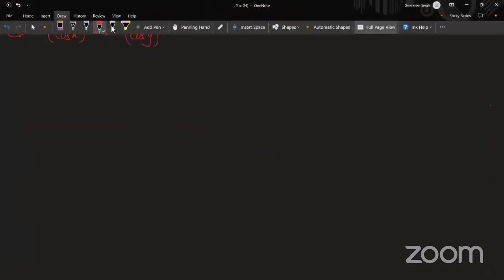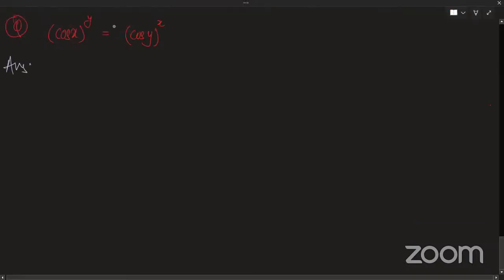Let us see how we can do this one. So you have been given cos x raised to the power of y is equal to cos y raised to the power of x. So cos x raised to y is equal to cos y raised to x. Now it is asking you, obviously, it will ask you the same thing again and again. It will ask you dy by dx. So tell me, what should we do in this one?